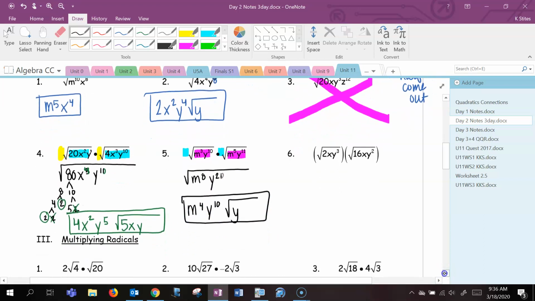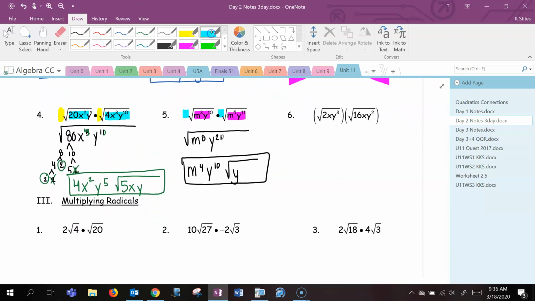Okay, one more like this. Multiply first. Your regular numbers you are just multiplying. 2 times 16 is 32. Your exponents we add. All right, so 1, 1, that's x squared. Y to the 3rd, y squared makes y to the 5th.